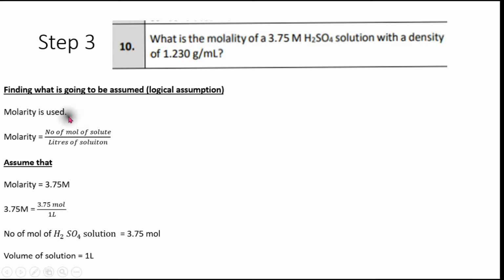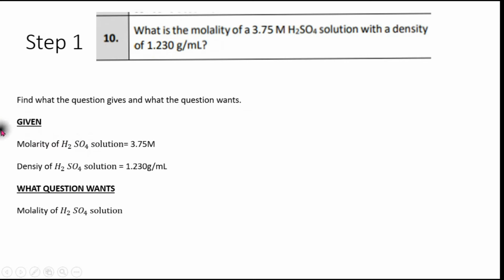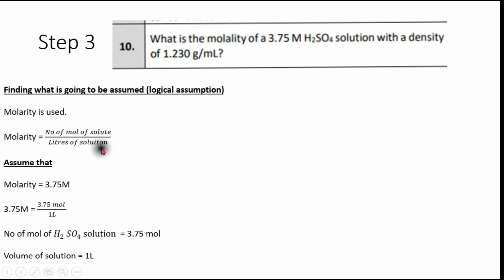Now we're heading to step 3, finding what is going to be assumed in logical assumption. Molarity is used because molarity is the only given thing here other than the density, but we rarely use the density. So we're going for molarity, and we need to know the formula, which we already have written down. Now we can start our assumption. The molarity given was 3.75 m. We can just insert it into this formula and it becomes like this.